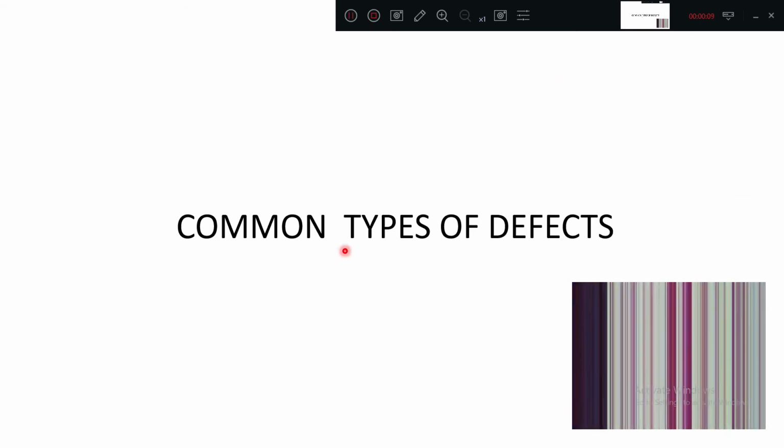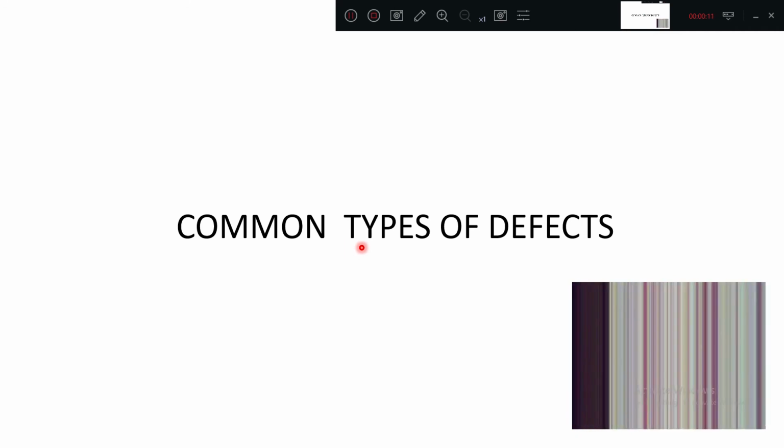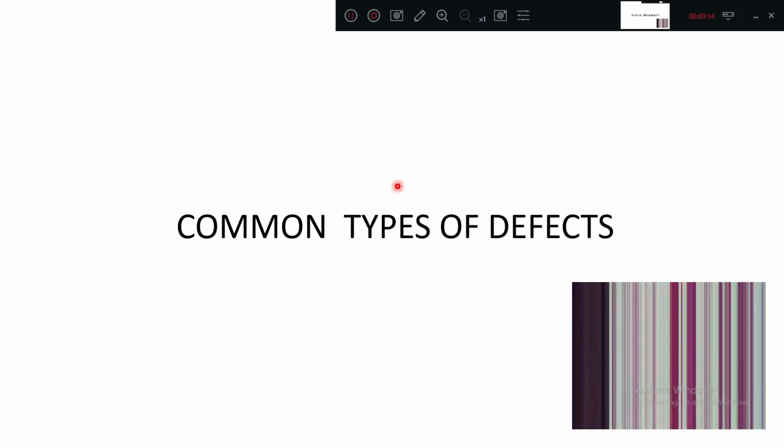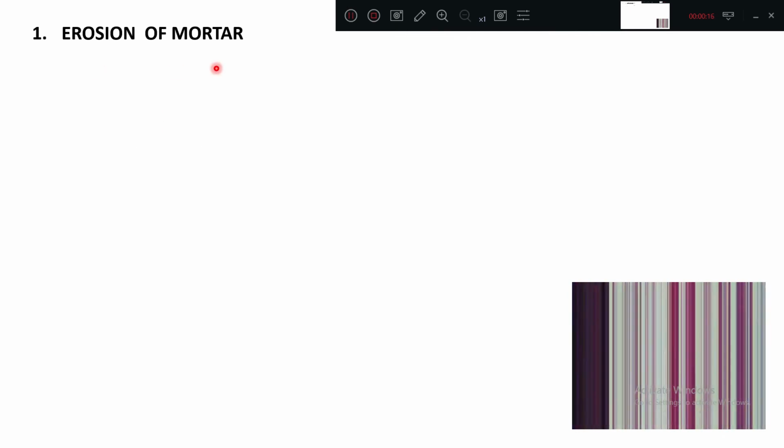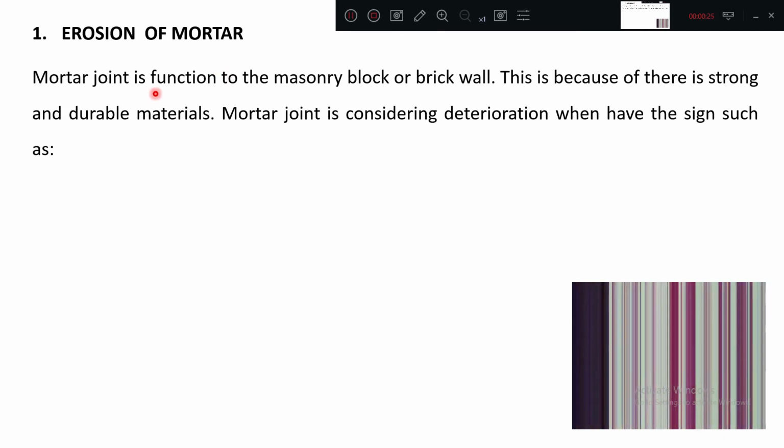Okay. We'll now see some of the common types of defects which come up in buildings on a day-to-day basis. First is erosion of mortar. There are bricks, and at the joints we place mortar.